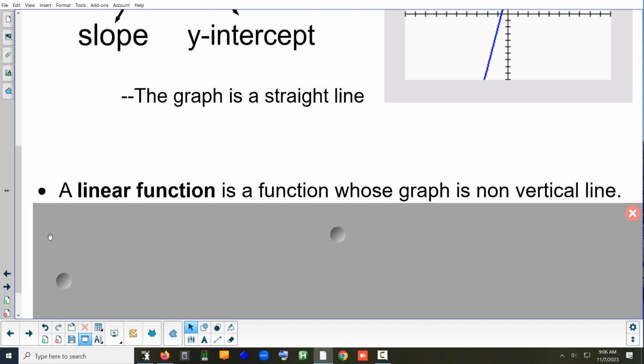Okay, so the next thing on your guided notes you have right below the double dashes where you filled in the graph is a straight line. You have another bullet, and you want to fill in a linear function. Okay, what is a linear function? It's a function whose graph is anything except a vertical line.